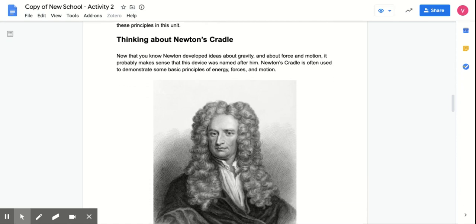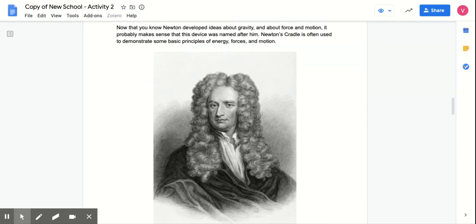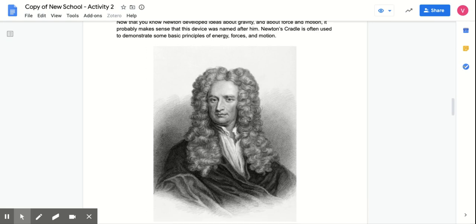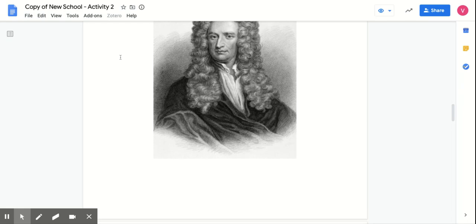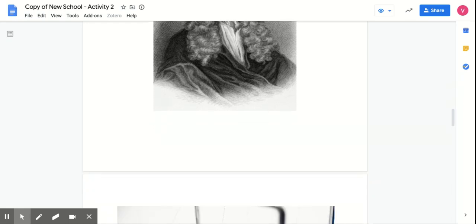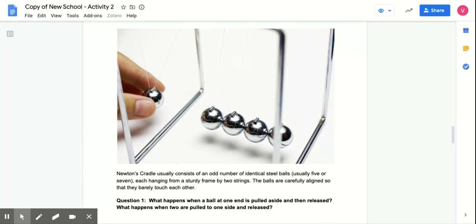So thinking about Newton's cradle, now that you know Newton developed ideas about gravity and force and motion, it probably makes sense that this device was named after him. Newton's cradle is often used to demonstrate some basic principles of energy, forces, and motion. And here's a picture of him. I don't know why they wore these crazy wigs with this crazy hair. It's a little nuts to me. So this is a picture of a Newton's cradle. You may have seen it before. You may have never seen this before. They're typically little desk toys that you see in offices and whatnot.